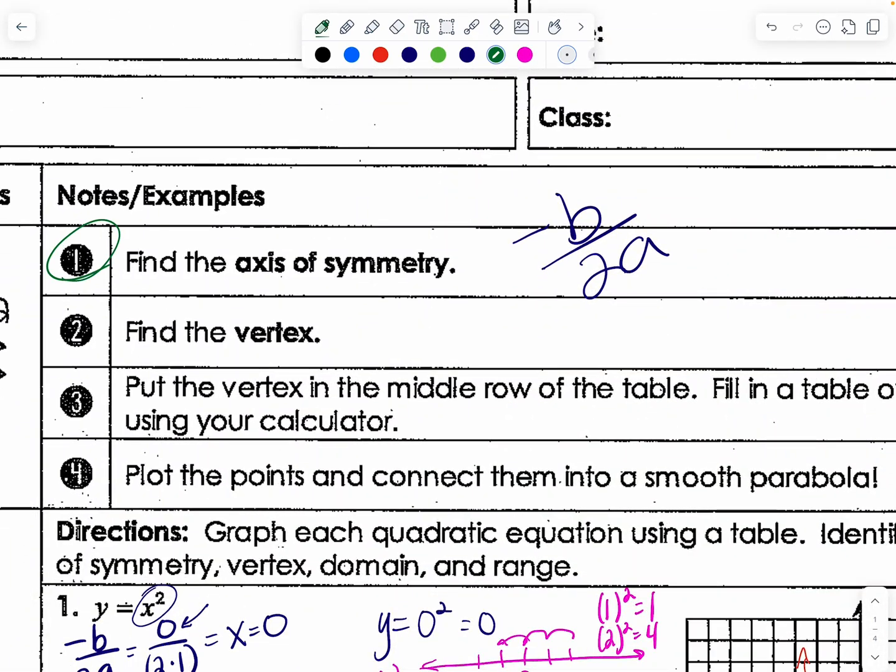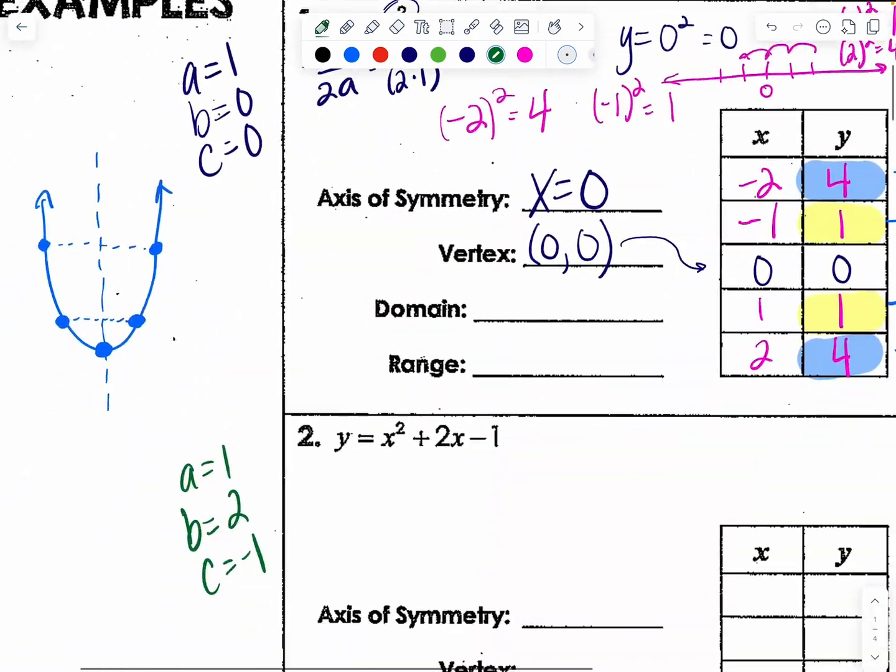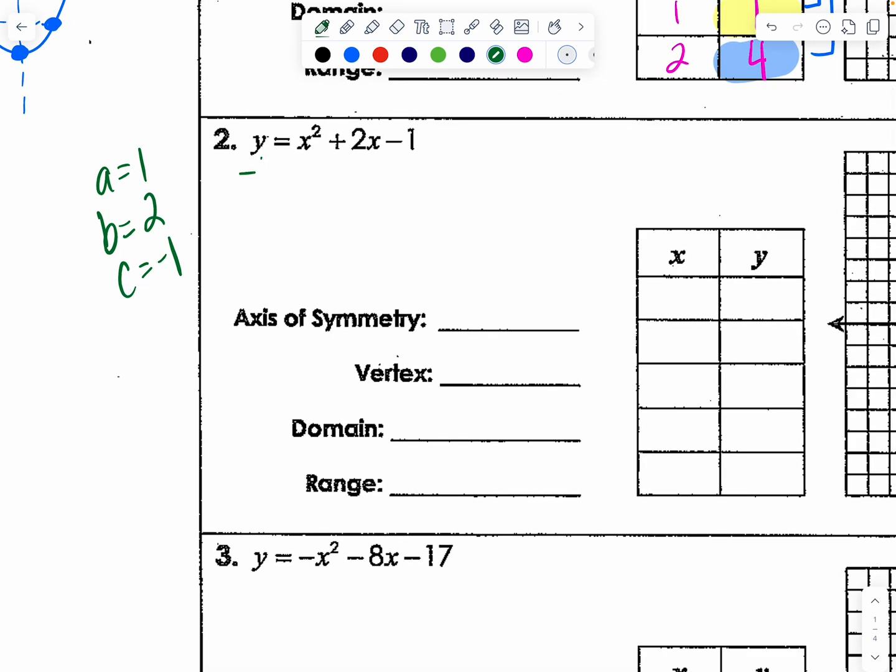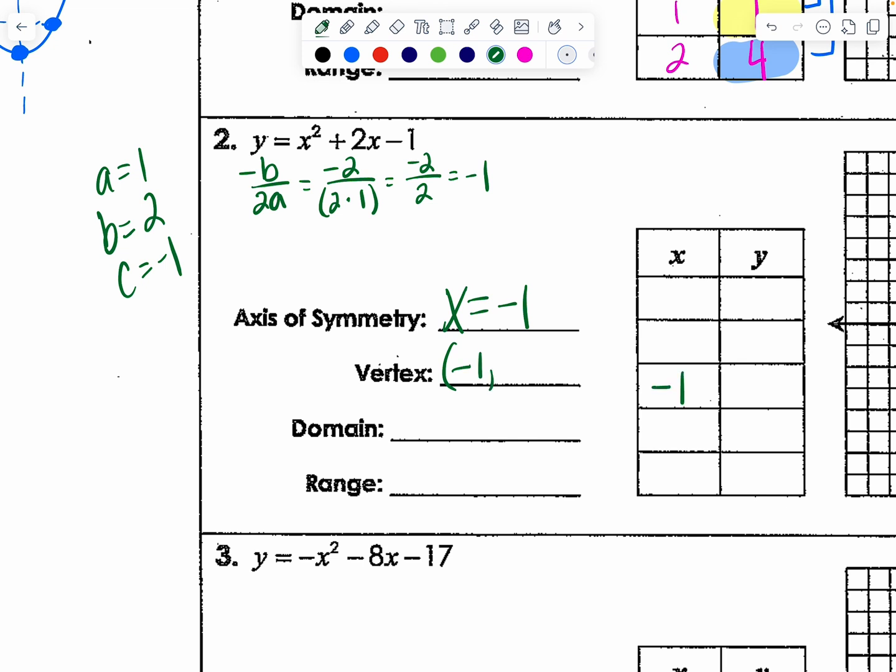Back up here, our first step, find the axis of symmetry. So I'm going to do -b over 2a. So this is going to be -2 over 2 times 1. So -2 over 2, which is going to give me -1. So my axis of symmetry is at x equals -1, which means the x coordinate of my vertex is -1, and then it's going to go in the middle of my table. So I'm just filling out all the pieces that I can.